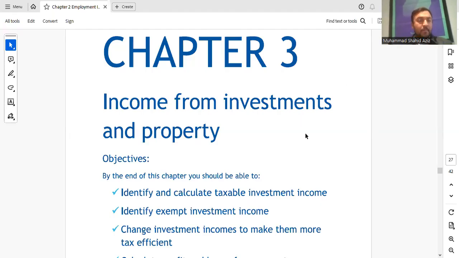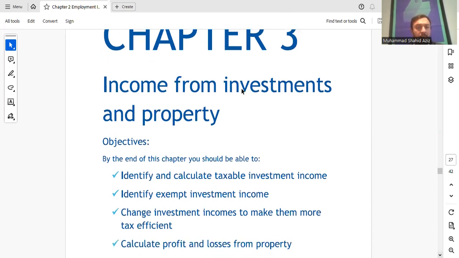Hello, everybody. Today's topic is income from investment and property. This is Chapter 3 from personal taxes, and this is a very important chapter from the AAT perspective, from the exam point of view. So let's start. Income from property and investment.